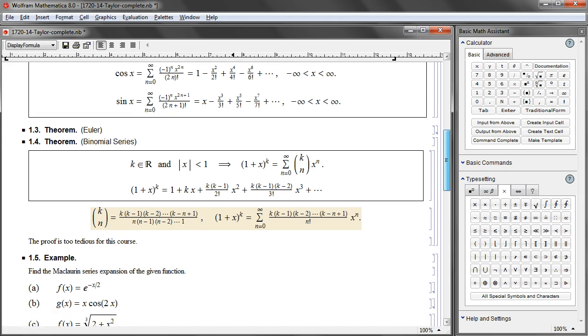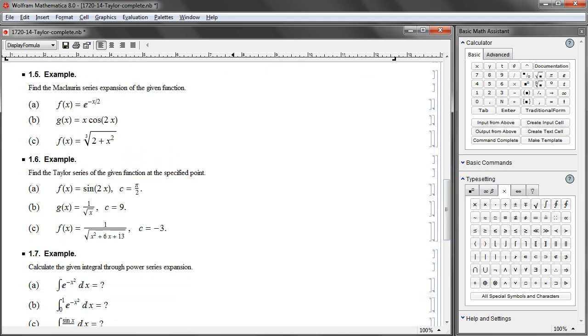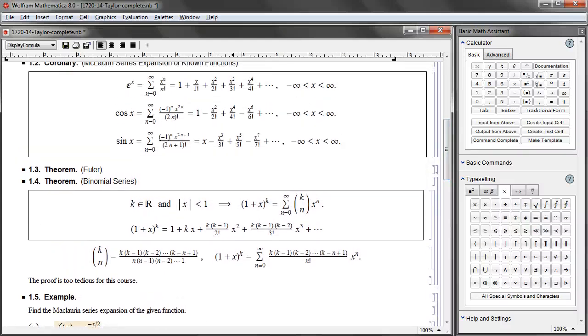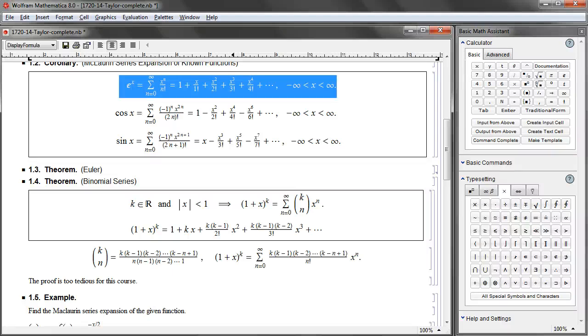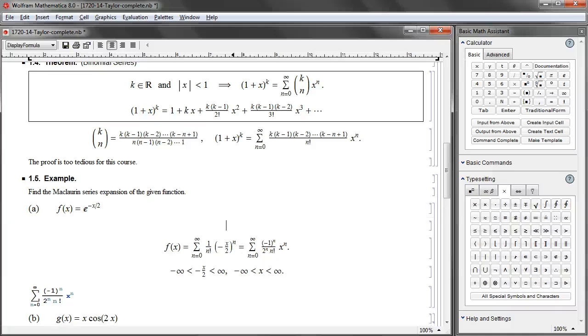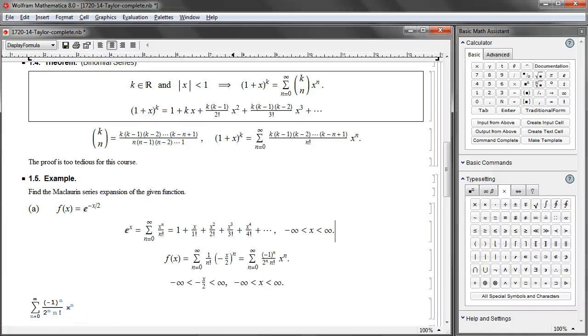Let's see. Shall I go over some example problems? Find the Maclaurin series expansion of the given function. Oh, this is really easy. All I have to do is to go to this form, copy it down, and then replace x by negative x over 2 here. And that's basically what we did here.